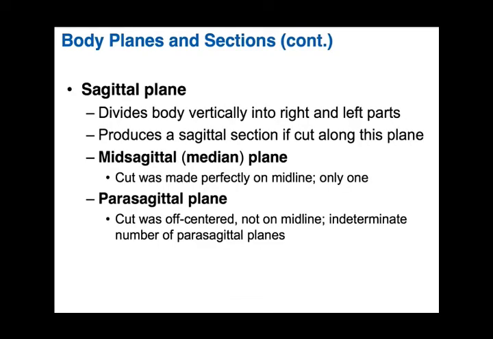First, the sagittal plane is the plane which divides the body vertically into right and left parts. You will be clearly seeing this in the diagram also. The body is vertically cut into right and left parts, and it produces a sagittal section if cut along this plane, because when further cuts are made along this plane, they produce sagittal sections, as we already discussed. And they further have subdivisions.